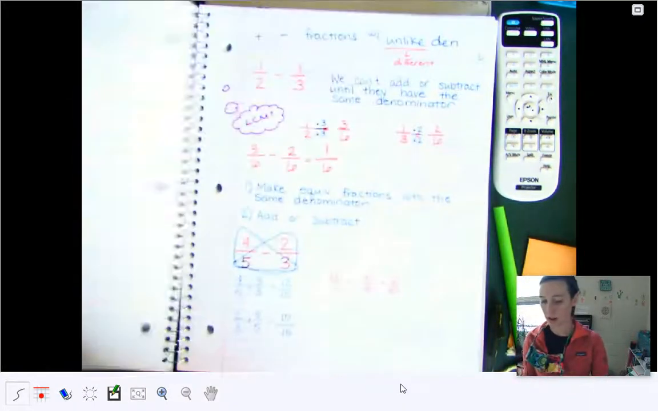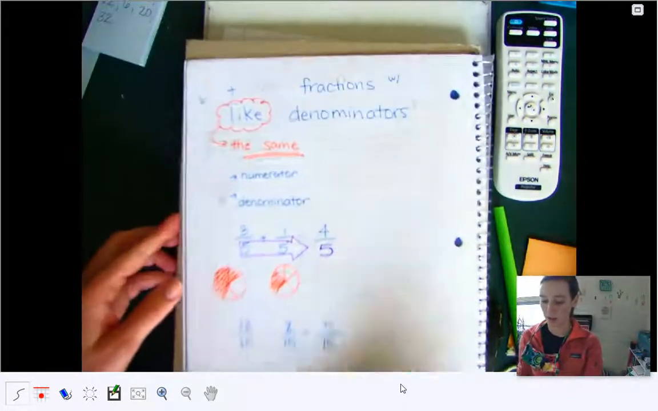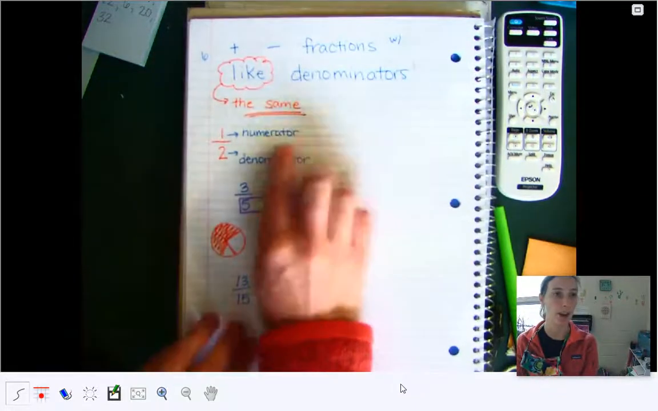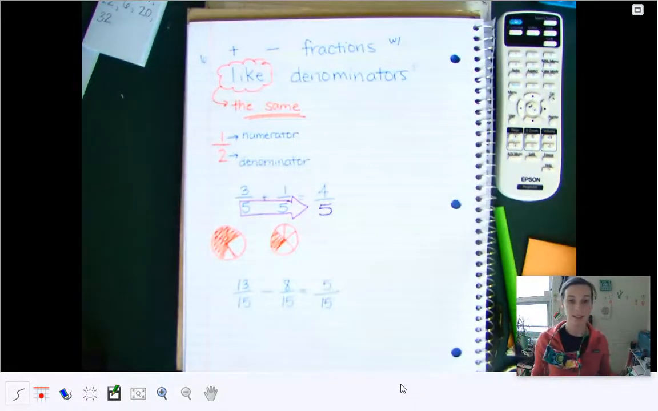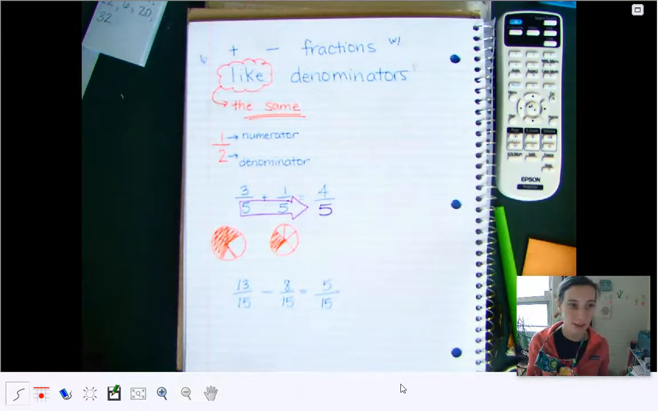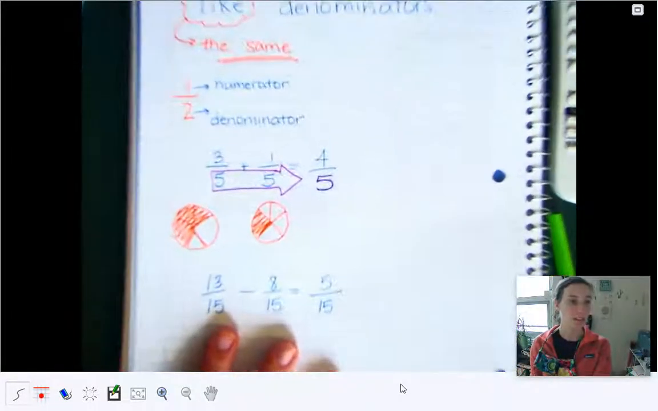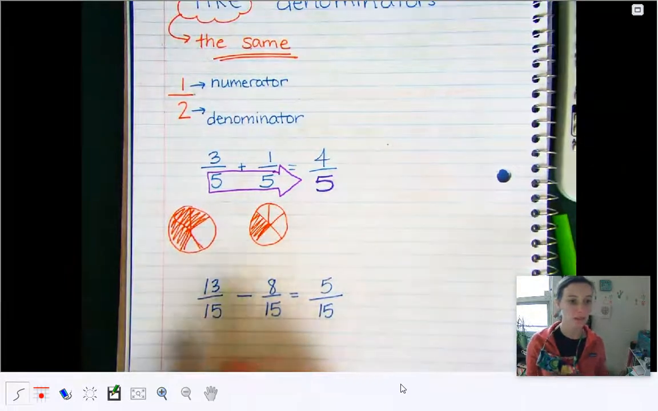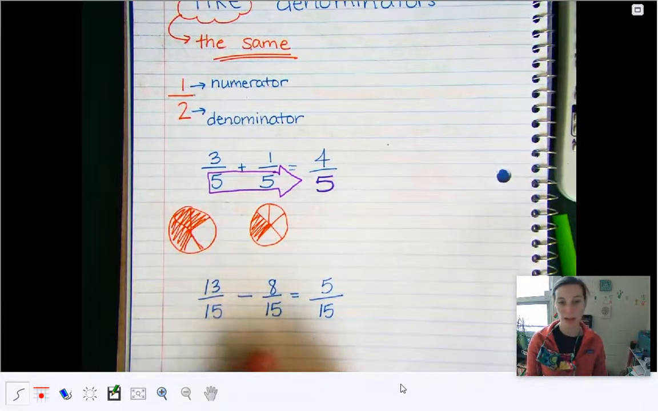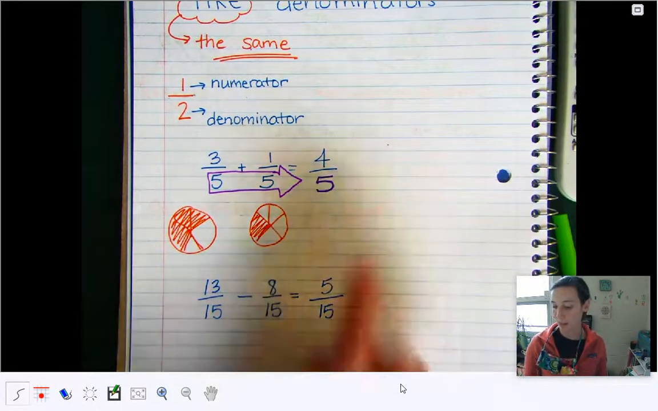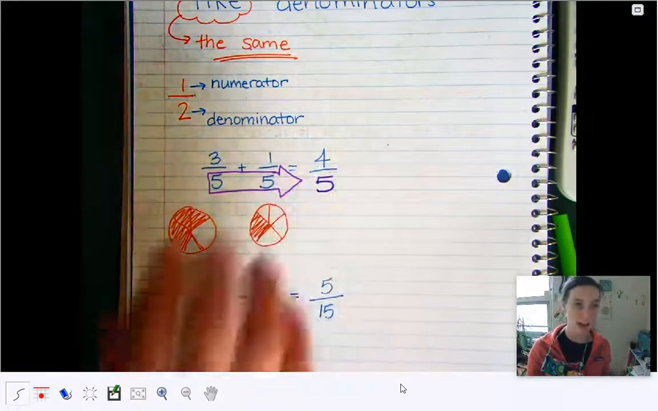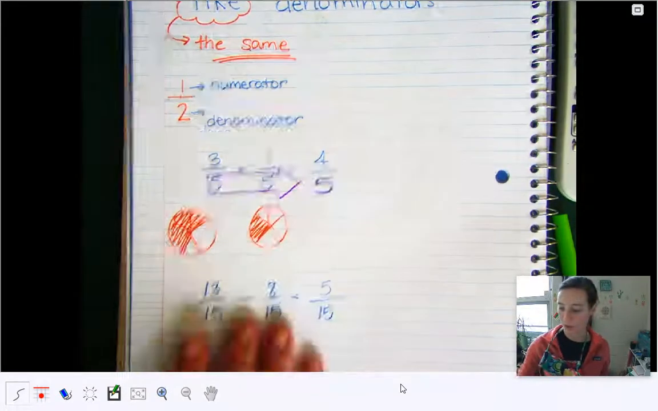So if we start at the beginning of what we learned, we talked about adding and subtracting fractions with like denominators, like meaning the same. And when the fractions have the same denominator, it's really easy to just either add the numerators or subtract the numerators. But when we're adding and subtracting fractions, we never add or subtract the denominators. The denominators go right across.